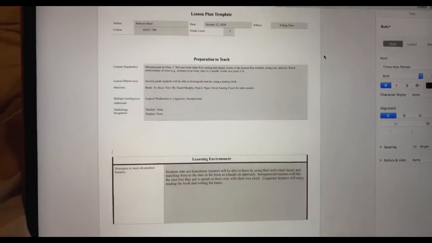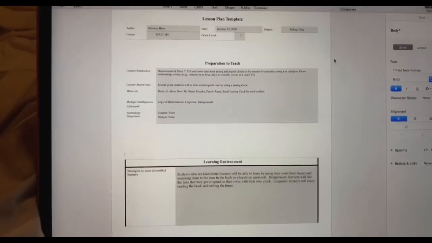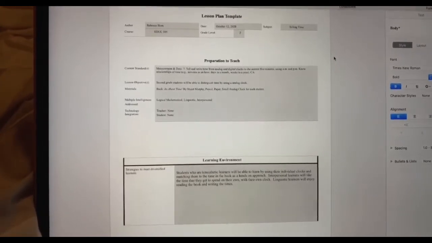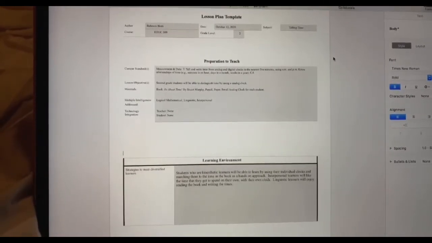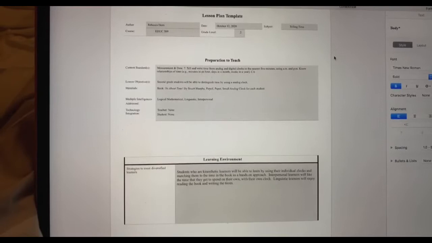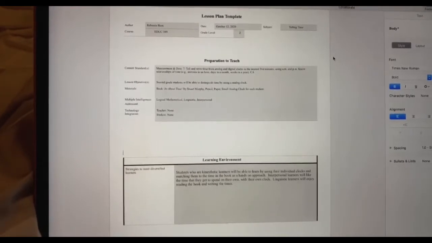It's just the basic one that they give us at Laverne. So the topic I chose was how to tell time, and it's for second graders. So the content standard I chose was under measurement and data, and it's number 7, which says tell and write time from analog and digital clocks to the nearest 5 minutes using AM and PM. Know relationships with time. Examples: minutes in an hour, days in a month, weeks in a year.